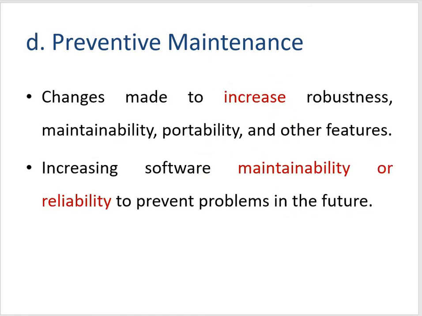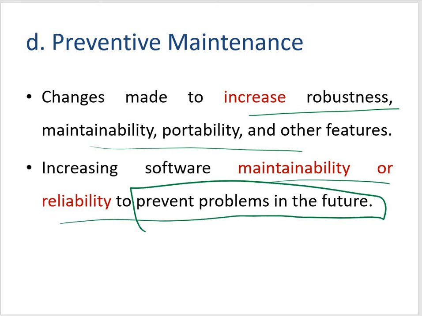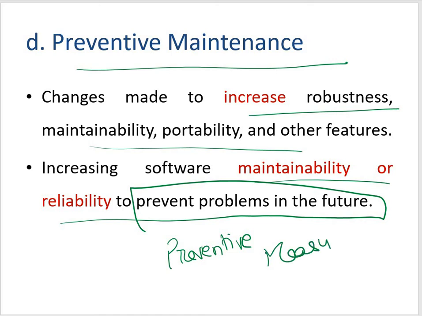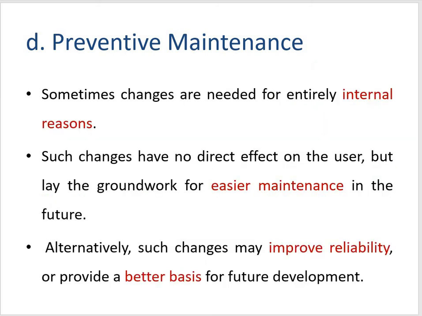Lastly, we have preventive maintenance, where the changes are made to increase the robustness, right, and maintainability, portability, and other features. Increasing software maintainability or reliability to prevent problems in future, right? It's a preventive measure. We take some preventive measures, and then we go for preventive maintenance.